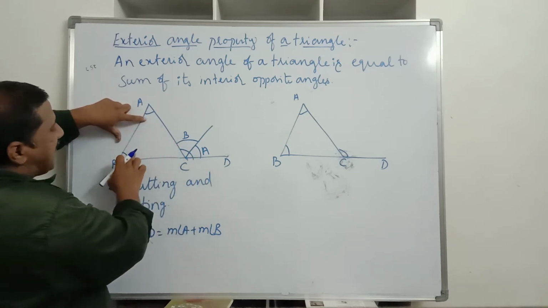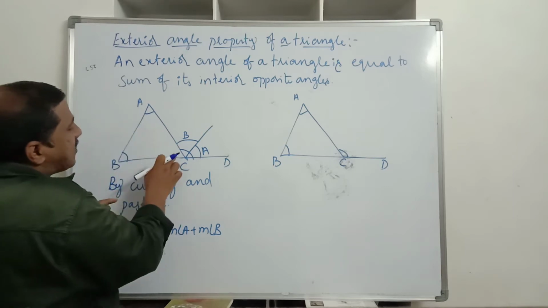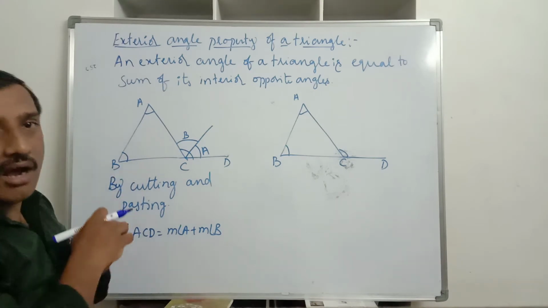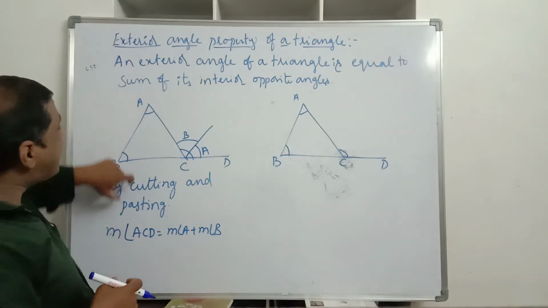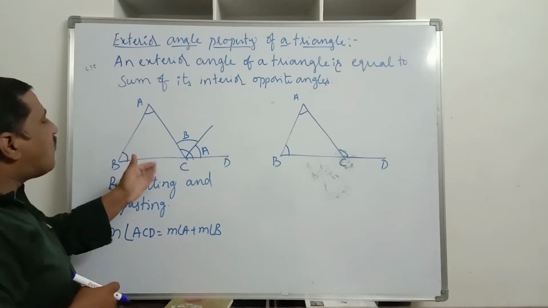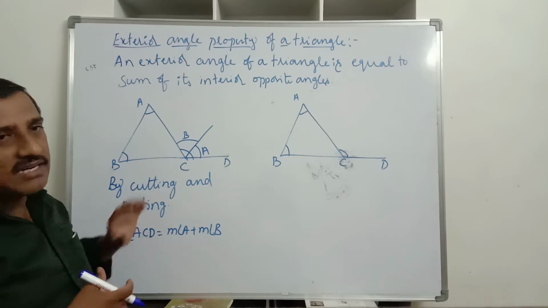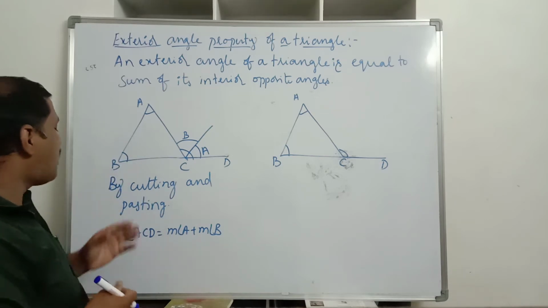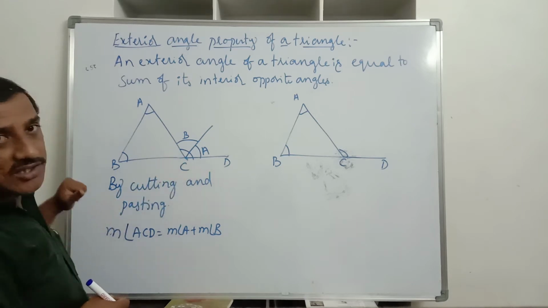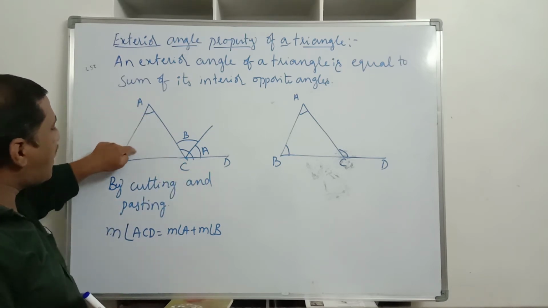You see here angle A and angle B, how are they related to this exterior angle ACD? They are interior, meaning inside, and they are opposite angles. Why are they opposite angles? Angle C is the adjacent angle, the remaining two angles are opposite angles. As they are inside, they are called interior opposite angles. Therefore, what we can conclude from this cutting and pasting activity is that the measure of an exterior angle ACD is equal to the sum of its two interior opposite angles, that is angle A and angle B.